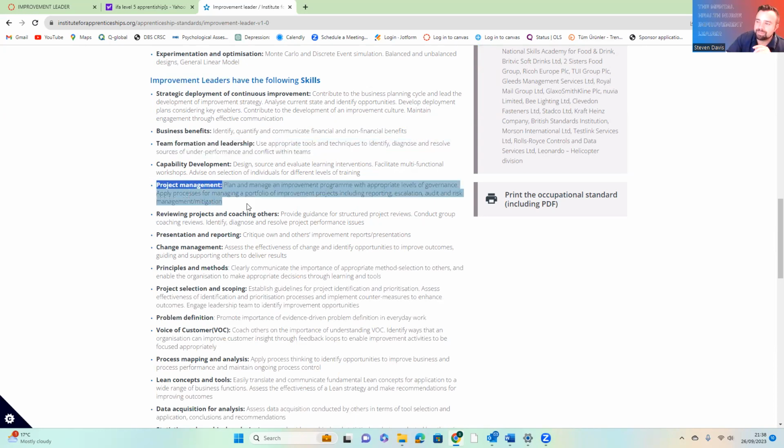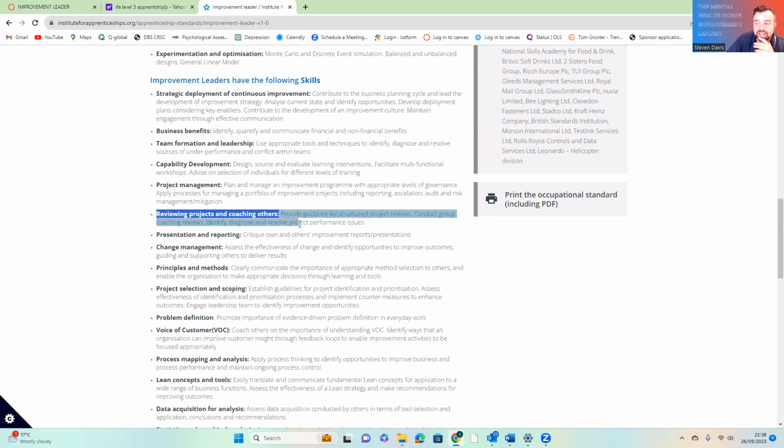Looking at the project management, so looking at if you are going to manage that project, what does that level of governance look like? How are you going to escalate? What are the risks? How do you mitigate risks? You'll review the projects and coach others. You'll obviously do that presentation, that single presentation. You'll critique your own and others' improvement reports. So again, looking at the quality improvement plans, looking at self-assessments, looking at short, medium and long-term goals.